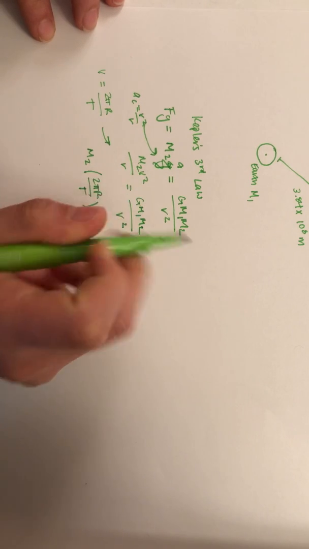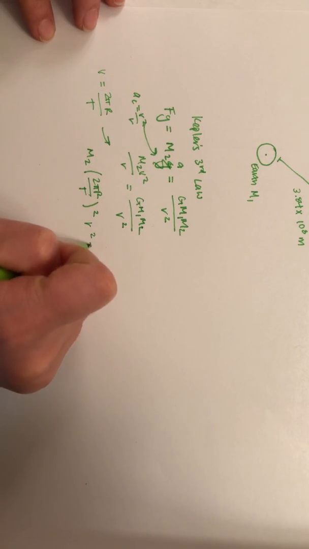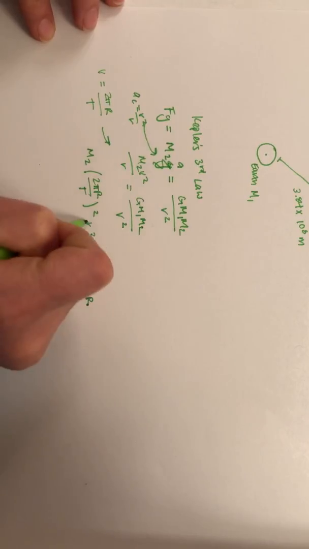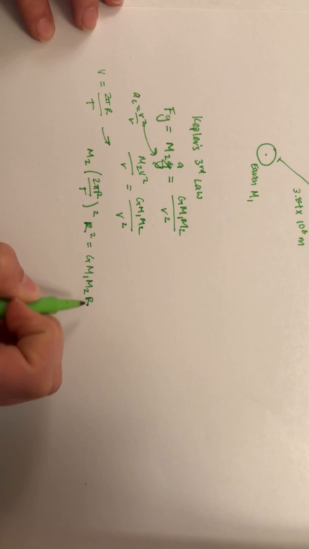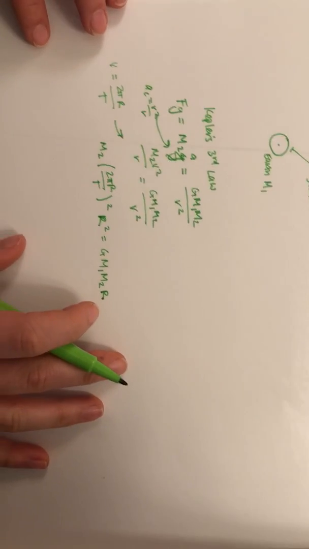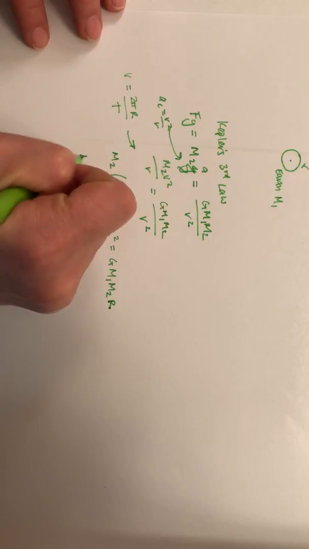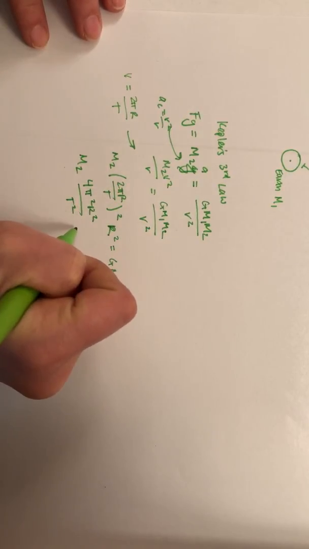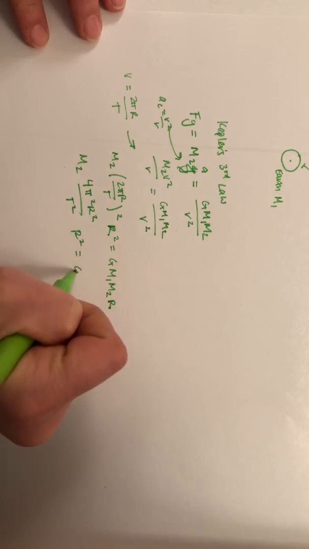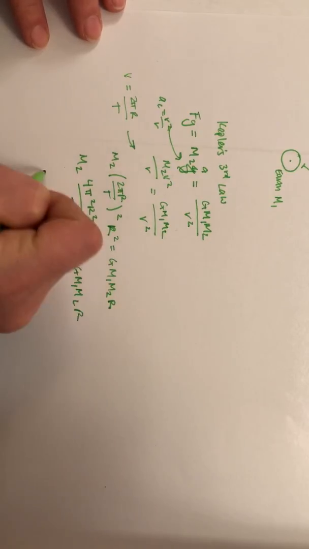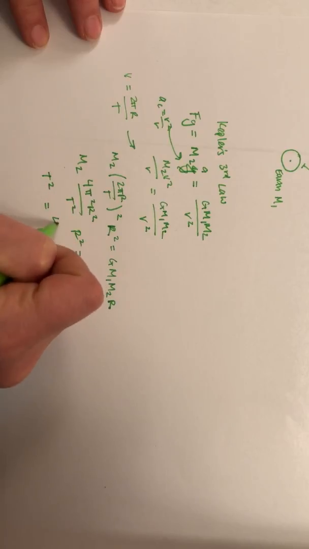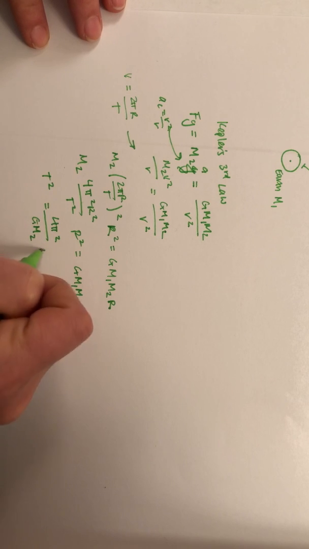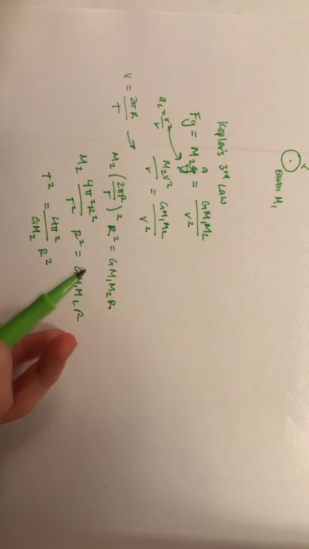And this is moving some things around. R squared equal to G m1 m2 r. When I say r, it's all the same r's. And then square this. M2 4 pi squared r squared over T squared, r squared is equal to G m1 m2 r. And then here we get the period squared is equal to 4 pi squared over G m times r cubed, which is how you get equation 13.8.